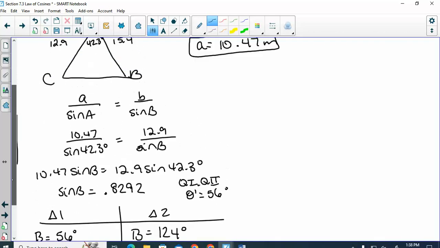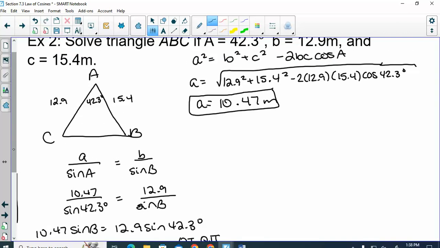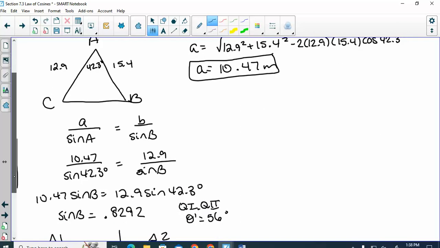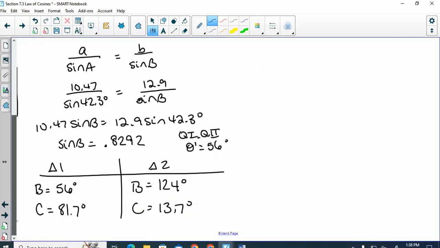So in the first triangle, A was my small side and C was my biggest. So angle C has to be the biggest and angle A has to be the smallest. Is that true in the first one? C is the biggest and A is the smallest? Is that true in the second one? No. Side C was the biggest, so that cannot be the smaller or the smallest angle. So that one does not work. There's only one triangle here.